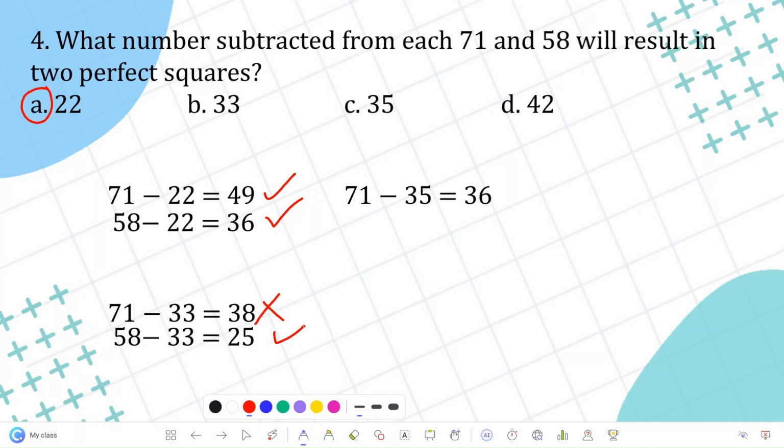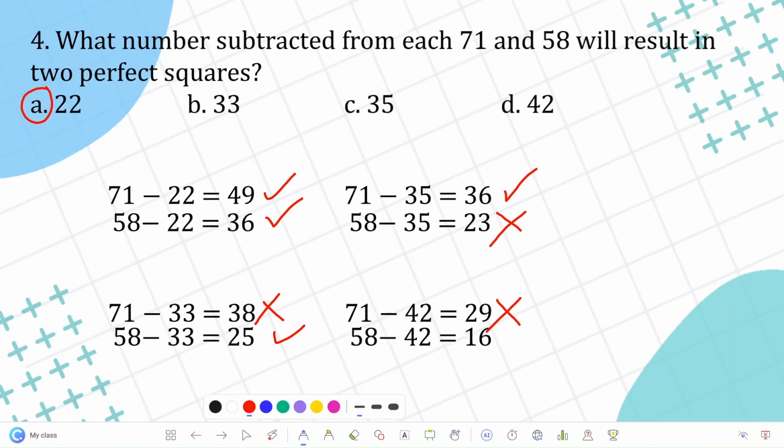So letter C, 71 minus 35 is 36. Yes, this is a perfect square. That is 6 squared. However, 58 minus 35 is not a perfect square. So X ulit ang letter C. Let's go to letter D. 71 minus 42 is 29. So X na ang letter D kahit na tumama pa siya sa 58 minus 42 is equal to 16. So ang tamang sagot natin dito ay letter A.